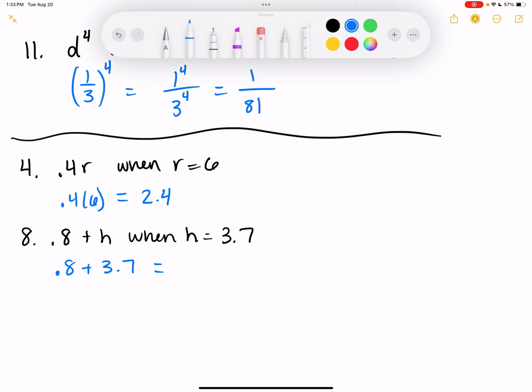11.7. Oh, is that minus or plus? It's plus. Yeah. Oh, right. My bad. It is 4.5. You need to make sure that you're lining up the decimals, so that when you do it, you have your decimals lined up.